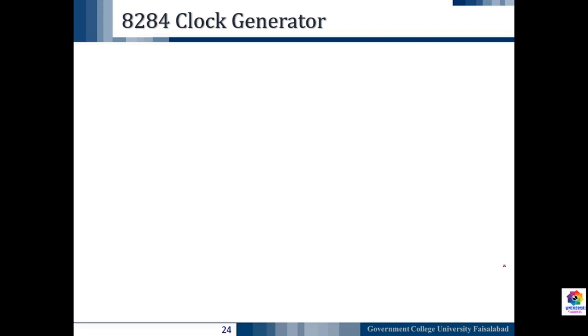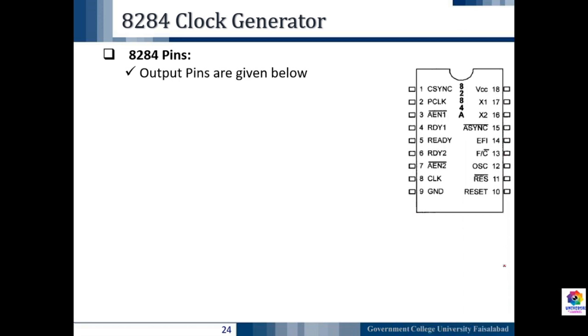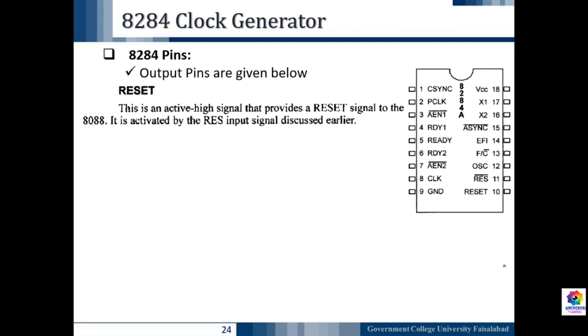Now in this slide we are going to study the third group of 8284 clock generator pins, which are the output pins. The output pins are labeled and will be discussed one by one. The first output pin is the reset pin, which is pin number 10 of the 8284 clock generator IC. This is an active high signal that provides a reset signal to the 8088. It is activated by the reset input signal discussed earlier.